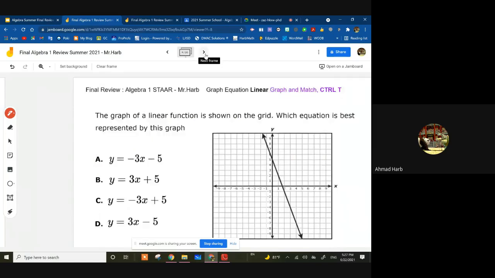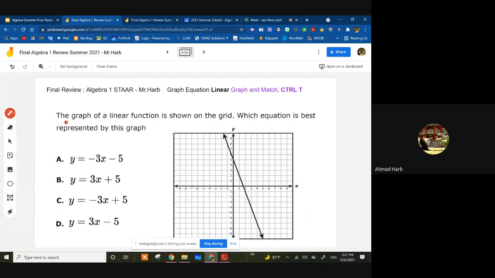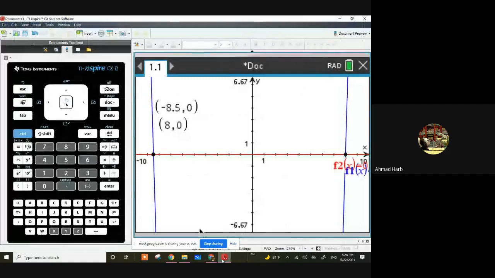Now the next question. The graph of the linear function. So you're given a linear graph, and which of these answer choices is the graph? So pretty easy. Graph each equation because it has an equal sign, right? So you're going to graph it and match. Whichever looks like this one would be the answer. Okay? So let's see which one it is.